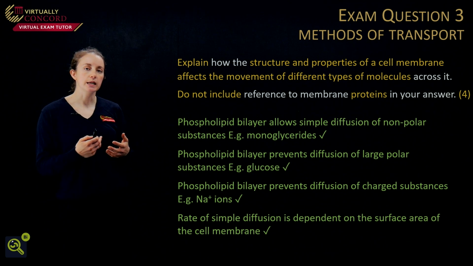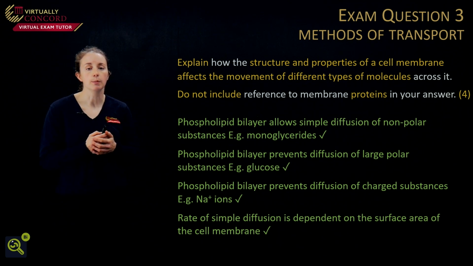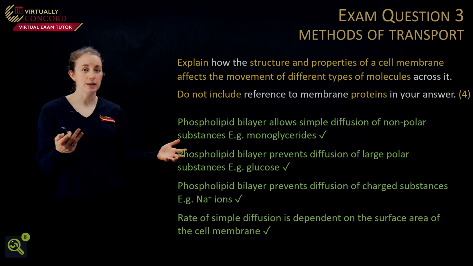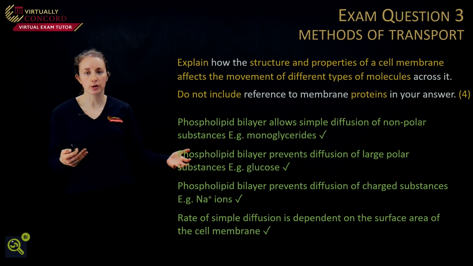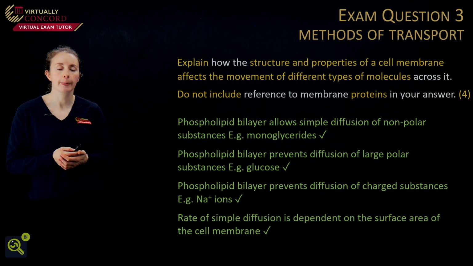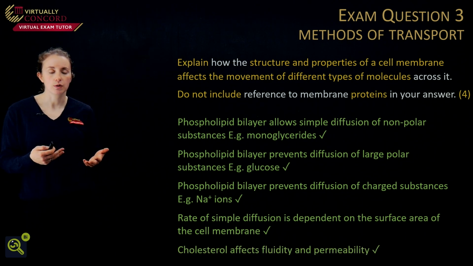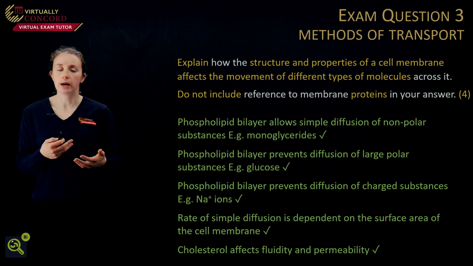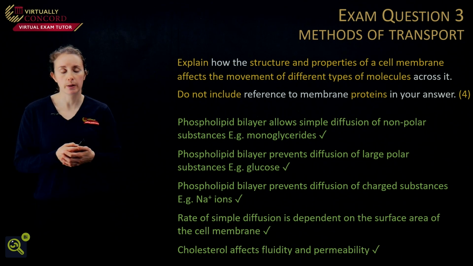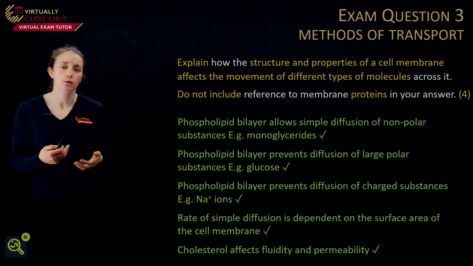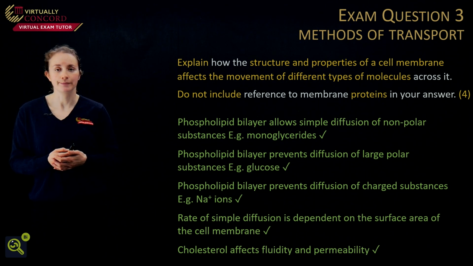And then a couple of other properties of the membrane that relate to movement. So purely the surface area. If you've got a bigger surface area of your membrane, you're going to get a higher rate of diffusion. And then finally, the cholesterol that we mentioned on the diagram. Cholesterol affects and maintains fluidity and permeability of your membrane, and therefore will affect the rate of diffusion.